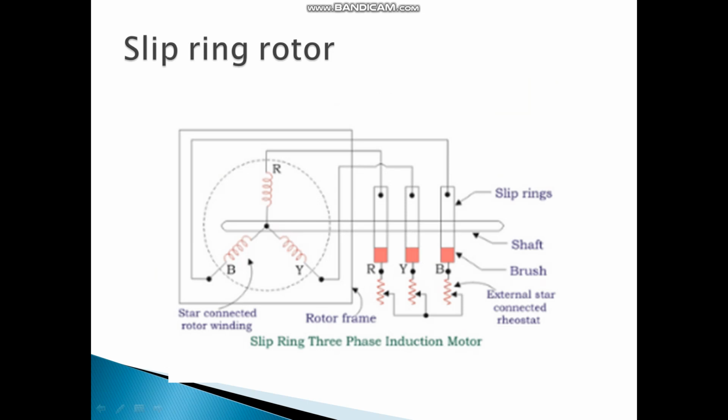And see, this is the three-phase rotor, and each winding of the rotor will be connected to a slip ring. The R phase will be connected to one slip ring, the Y phase to the second slip ring, and the B phase to the third slip ring. This structure is used to increase the starting torque of the motor.